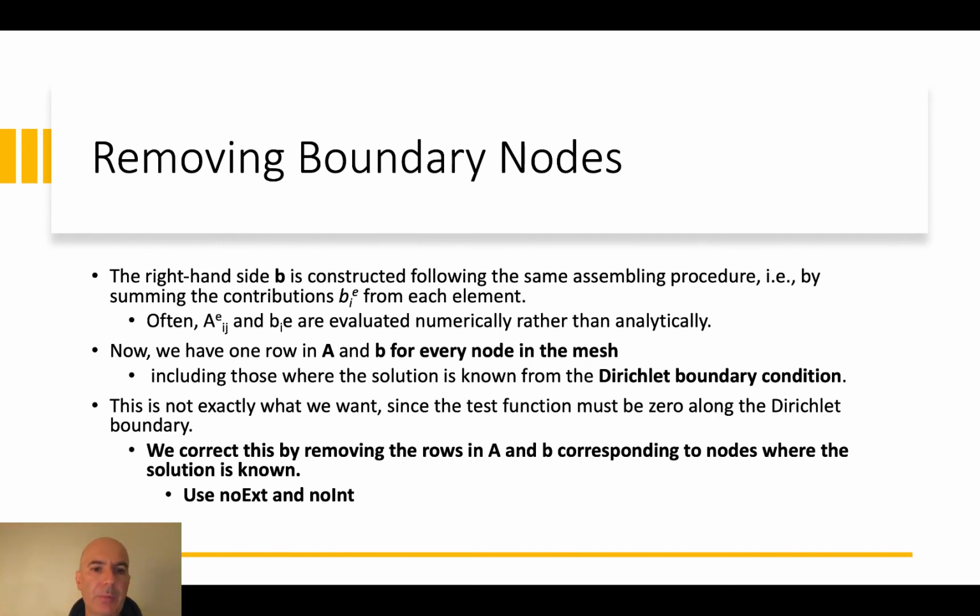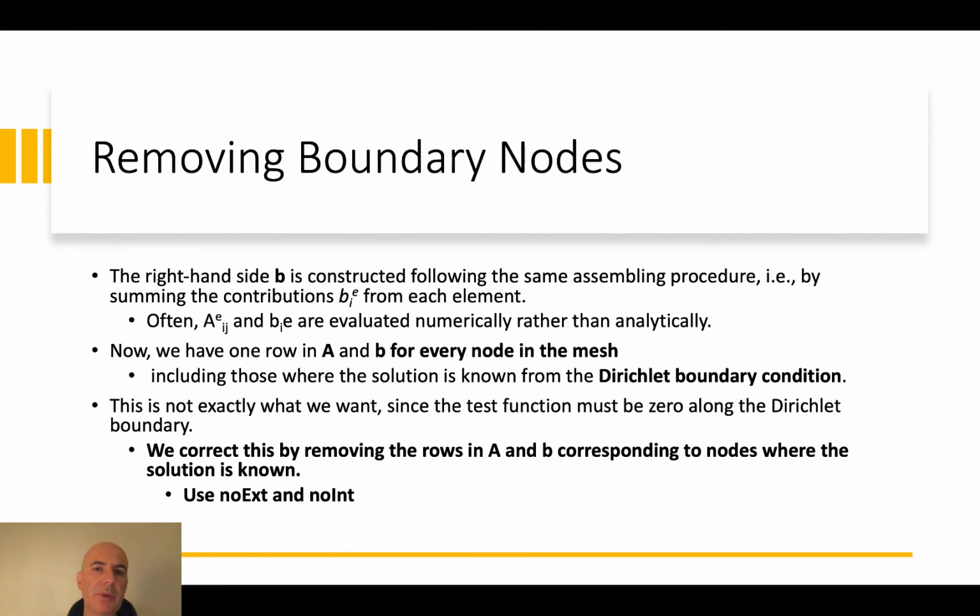So now we have one row in A and b for every node in the mesh, including those where the solution is known from the Dirichlet boundary condition, where we can just fix those values. So this is not exactly what we want, since the test function must be 0 along this boundary condition. So we want to exclude from our linear system those nodes that are boundary conditions. We don't want to have extra equations for those. We just want to fix the node values to the Dirichlet boundary condition.